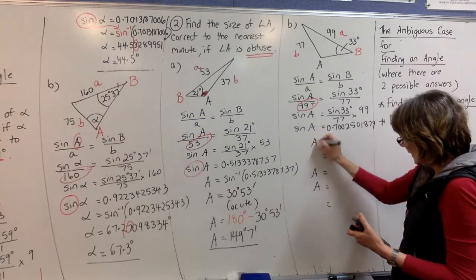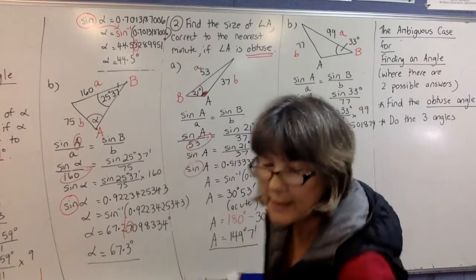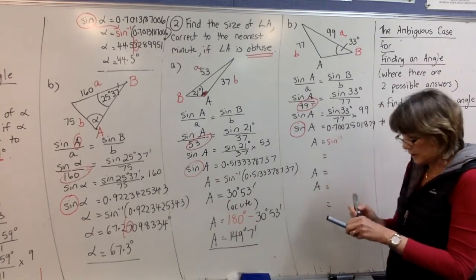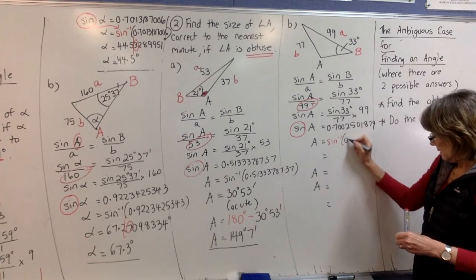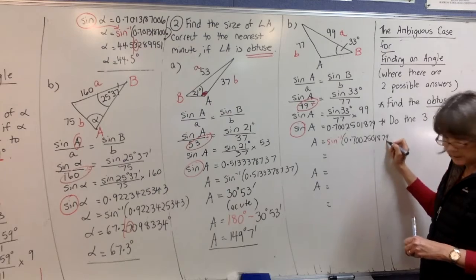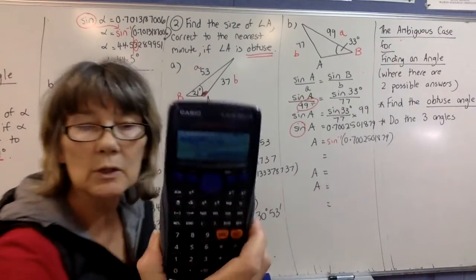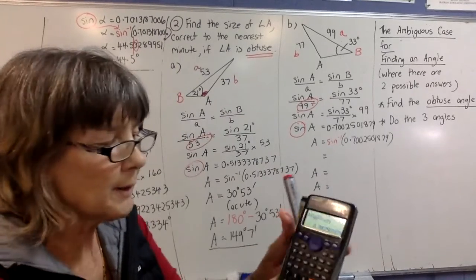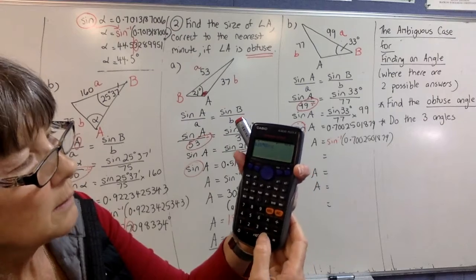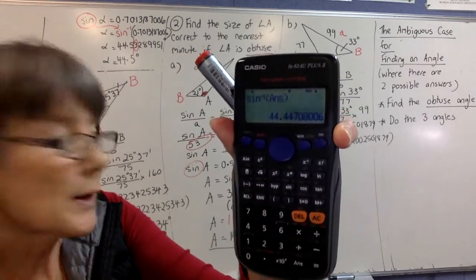Alright, we're finding A now, so we have to get rid of the sine. Opposite operation of sine is inverse sine. Come over to the other side, we're doing inverse sine. Keep that on your calculator. Hope I didn't clear mine. Let's have a look. No, I've still got it there from last time. So now we're doing inverse sine, answer, close your bracket, equals, and that's what we get.